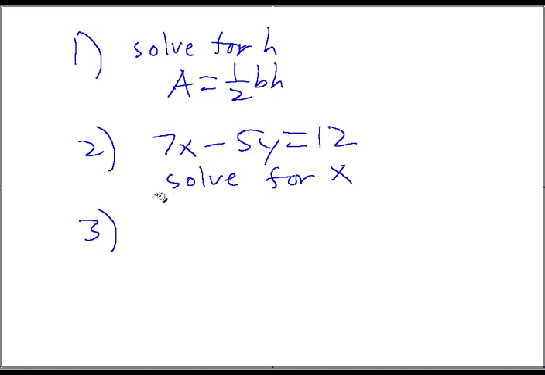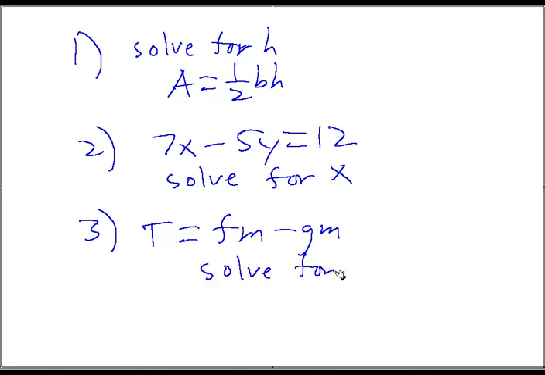All right, let's do one more here, if you don't mind. Let's look at t is equal to f times m minus g times m. And I want you to solve this equation for m. Oops, sorry about that. My sketch pad is acting up again, so let me fix that. All right, solve this for m. I apologize for that. So t is equal to fm minus gm. Solve for m. Get the variable m by itself in terms of t, f, and g.